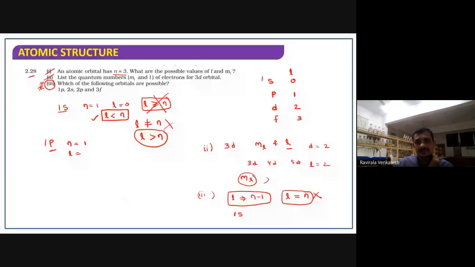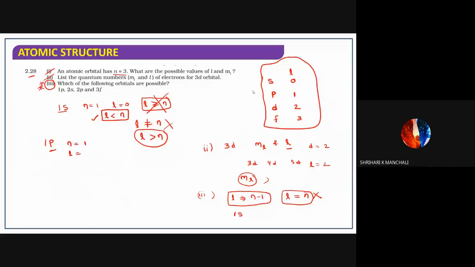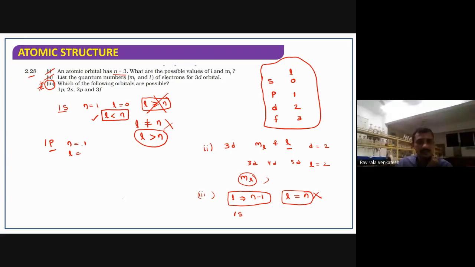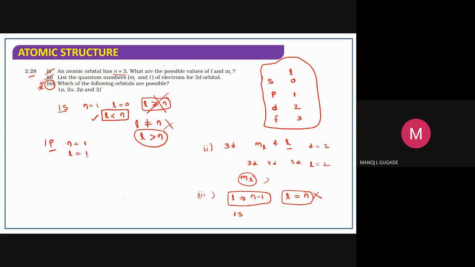1. Close the class. If you don't see anything, I'll just close the class now. What is the l value now? 1. You are getting late. L is equal to 1. Is it possible now? Tell me. No, sir, it is not possible.